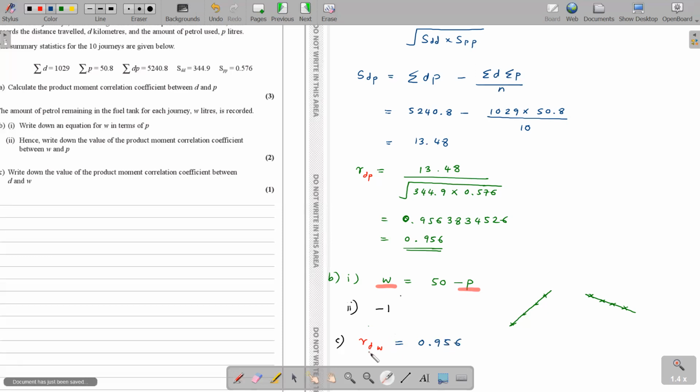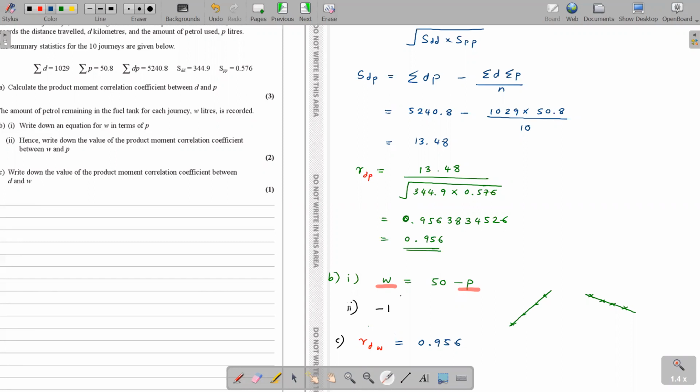0.956, because this is between distance and the amount of petrol that's remaining. The amount of petrol that's remaining is like a coding because it's 50 minus the amount of petrol that's used. This is like a coding that we use. So RDP and RDW are the same because basically P has been coded by using W. The product moment correlation coefficient is not affected by coding. Therefore, the answer for RDP and RDW does not change.